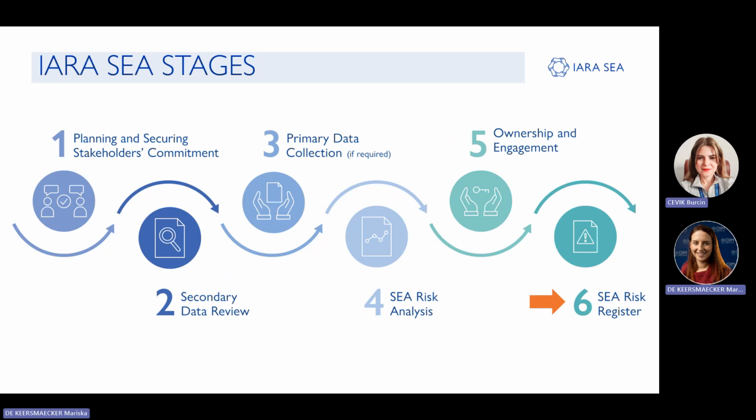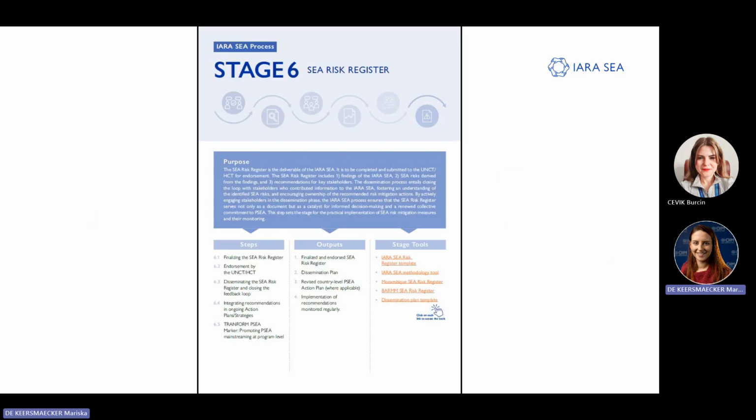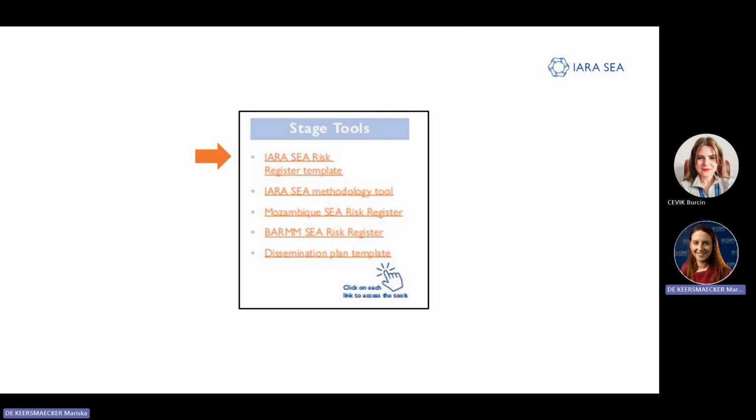Finally, let's go to stage number 6, but please make sure, as mentioned, to thoroughly read each stage of the toolkit. The final stage is the production of the final report, which we refer to as the SEA Risk Register. You can see once again the standard stage information here, as with every stage. And when you go to Stage Tools, you will find here that we have a template available for you for the SEA Risk Register, the final reports.